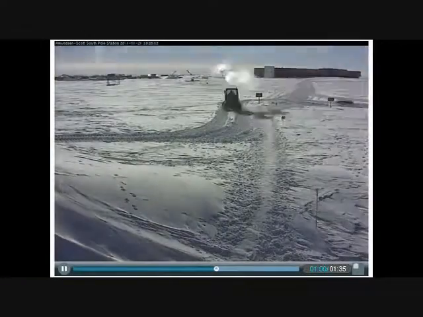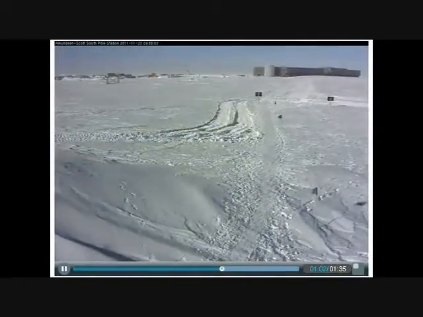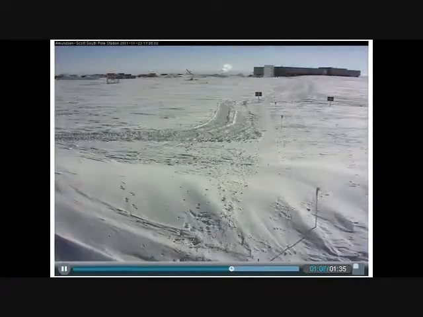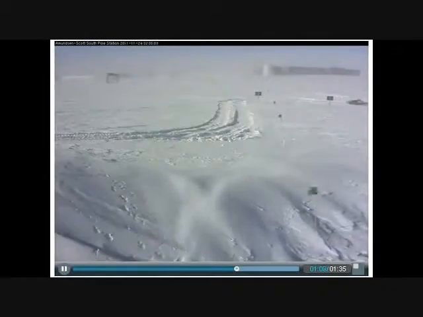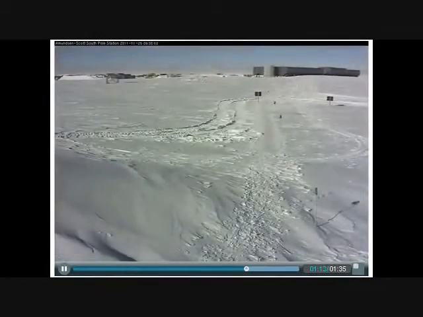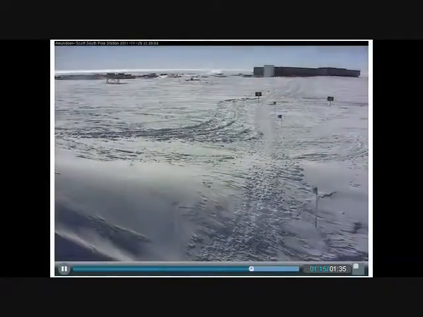Now, I will admit that for 6 weeks a year, Antarctica does get full sun. I've seen it on these webcam footages, but they don't have a view of the sun.